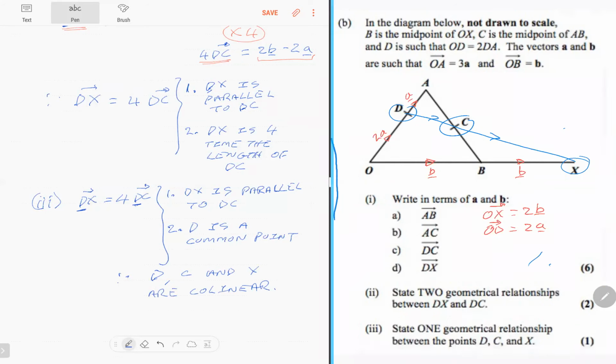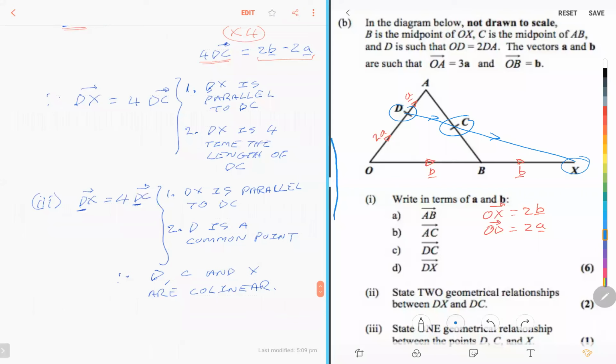All right. Basically, that was the last question. State one geometric relationship between the 3 points, B, C, and X. That one geometric relationship is that the points are collinear, but you still have to show it. Not just state it, show it. All right. So that completes the vectors question that we wanted to do. So let's save this and go back. So let's clear this off.